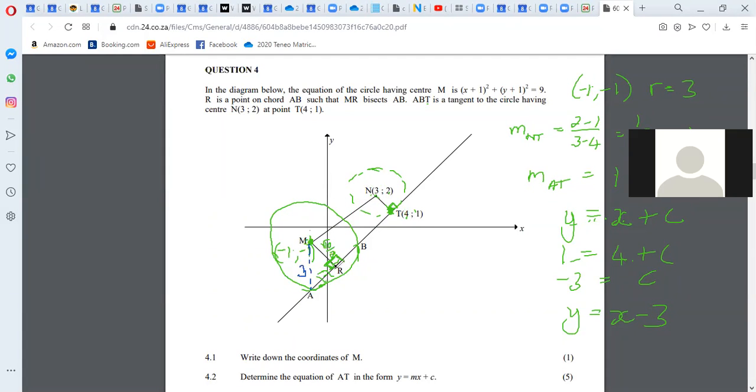So I can quite easily find AR using Pythagoras. And once I have AR, I double it to find AB, because remember, this is the midpoint. They said MR bisects AB, that's where I got the 90 from. I was using the circle theorem. So they're giving me that. I've got that, it's the radius, which is 3. There it is, square root of 9. Which means I can use Pythagoras to find that and then double it.